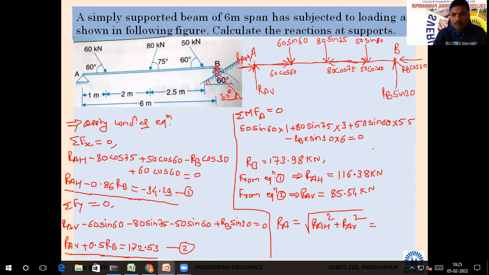You will get the square root of this. Are you able to find it? Yes, sir. What is the value of RA? Mayuri, what is your value? 144.43 comes, sir, so where did your mistake happen? Mayuri, do you get 144.43, same? Yes, sir, same.